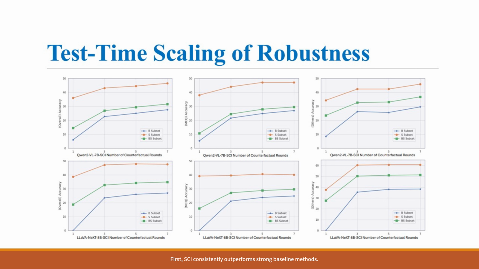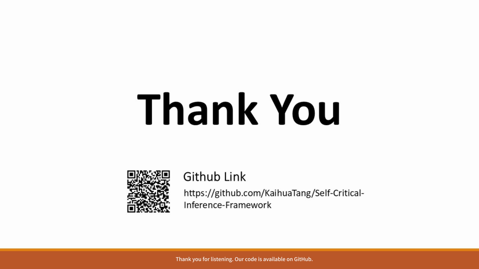First, SCI consistently outperforms strong baseline methods. Second, we observe a clear test time scaling trend. Previous test time scaling usually focuses on longer chain of thought reasoning or more intermediate tokens. In contrast, SCI shows that robustness can also be scaled through more comprehensive counterfactual logit level reasoning. Thank you for listening.